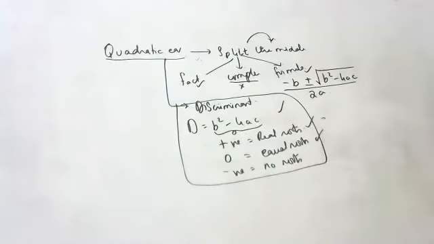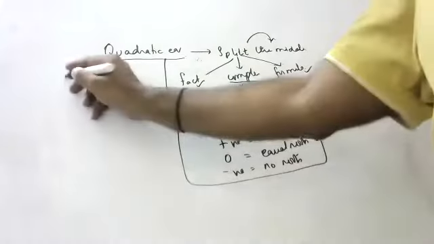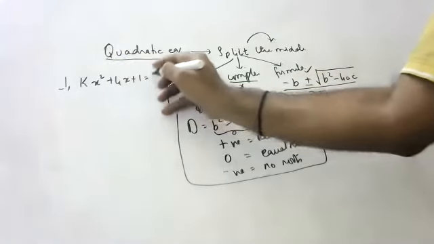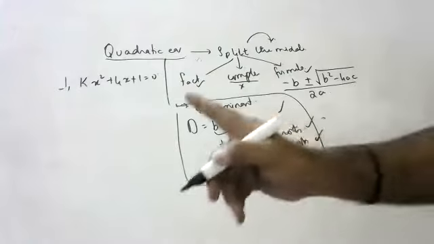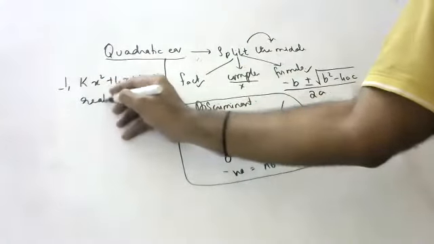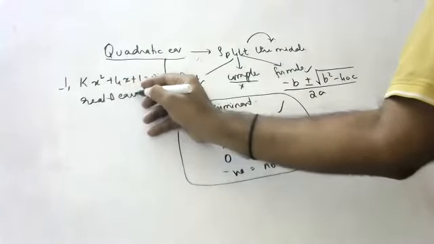Write this question. So finding k. First, I will tell easy questions, then I will go for big questions. Suppose kx square plus 4x plus 1 is equal to 0. Here, the roots are real and equal. The question will only say roots are real and equal.